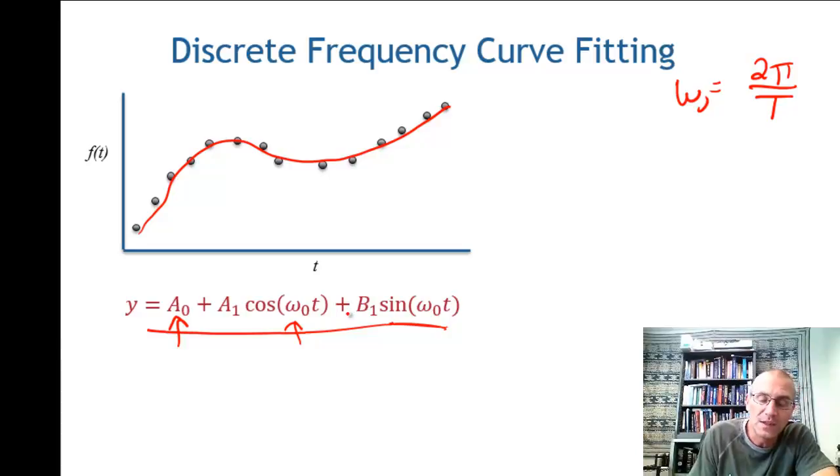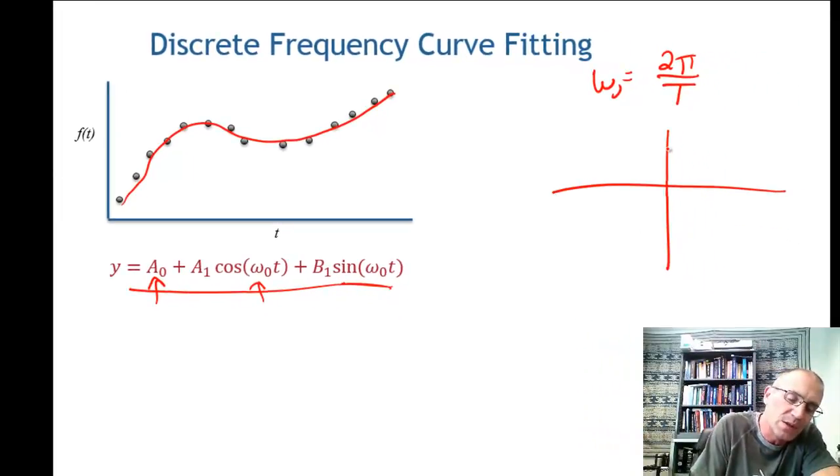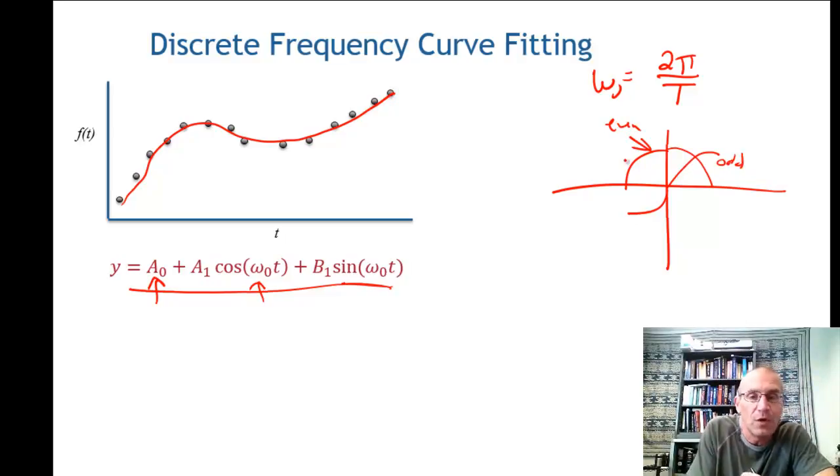Sine is considered an odd function, and cosine is considered an even function. If I look at it around 0, cosine is even because it looks the same on the right and the left. Since sine is a mirror image, it's considered odd. Often I want to have both even and odd components, or I need to have a phase shift of each one of them. So we'll look at doing it both ways.